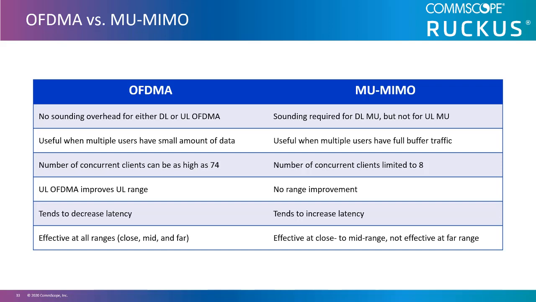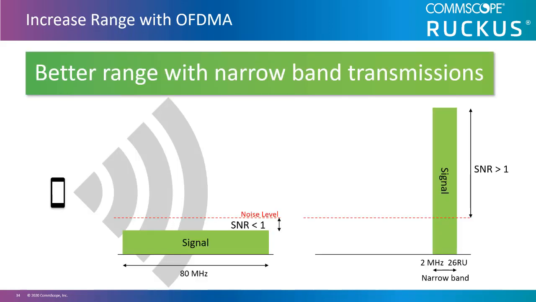And lastly, the effective ranges. OFDMA is effective at all ranges because of its long OFDMA symbol. MultiUser MIMO is only effective at close to mid-range, so it's not good for long-range deployments. So how does OFDMA increase range?